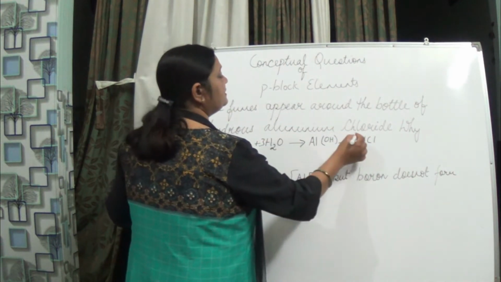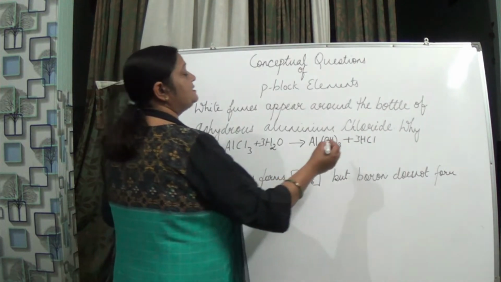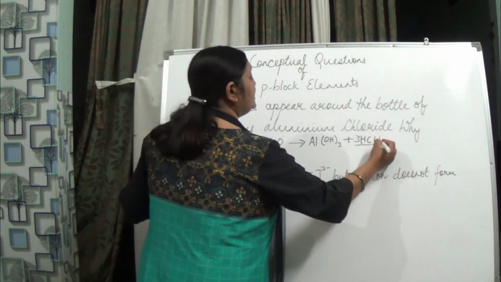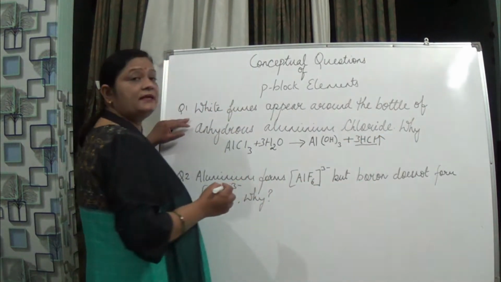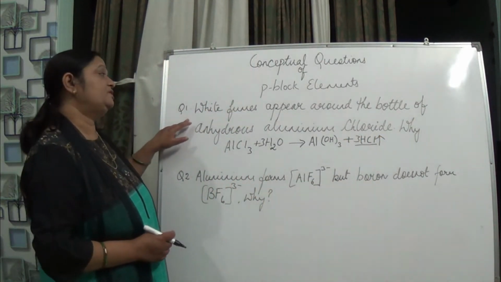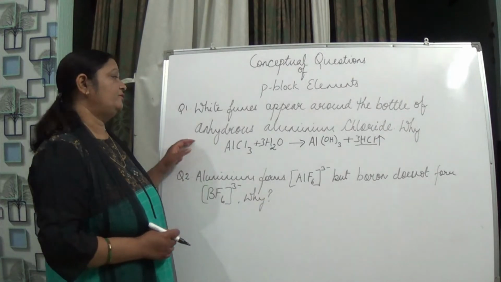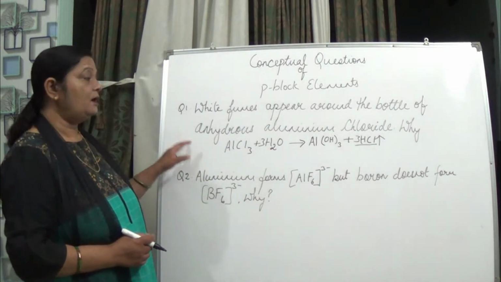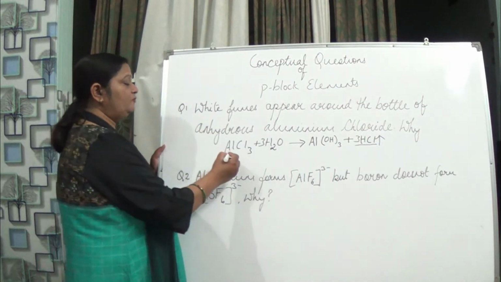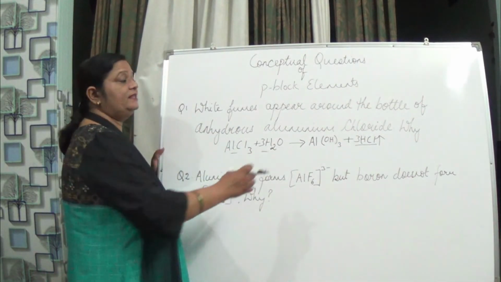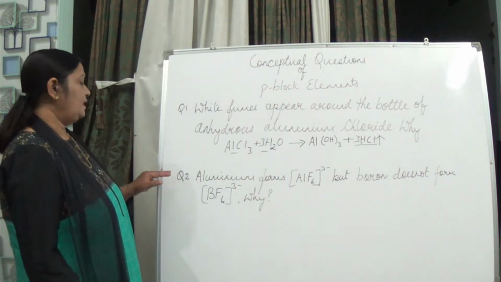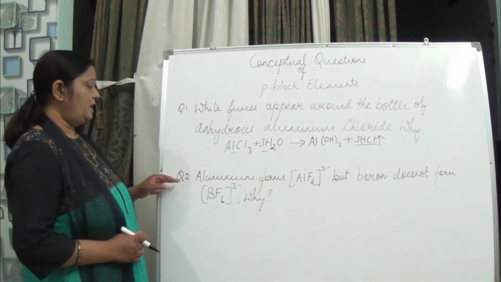Just to balance it, and this HCl gas which is being produced appears as white fumes around the bottle of this anhydrous aluminium chloride. So understood this? Why we are seeing white fumes? Due to the production of this HCl gas. Now coming to the next question.